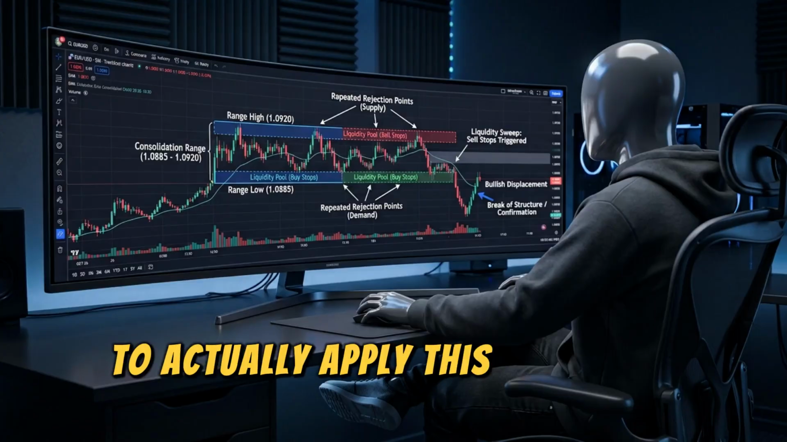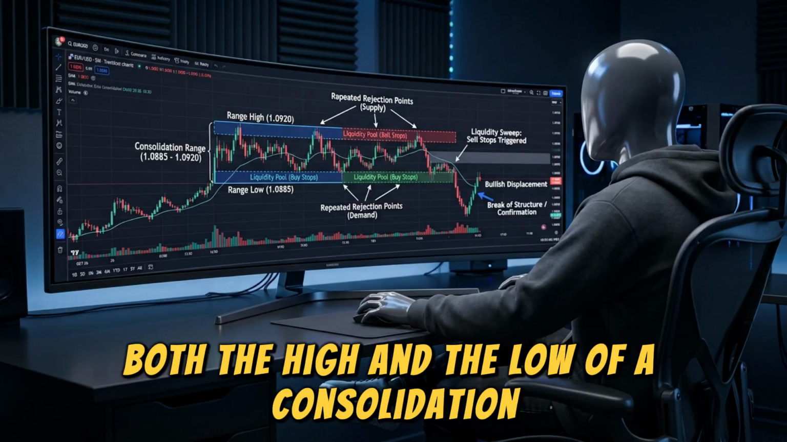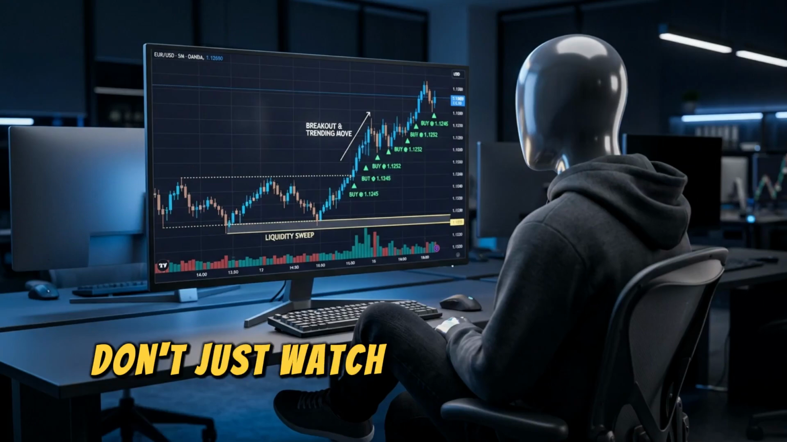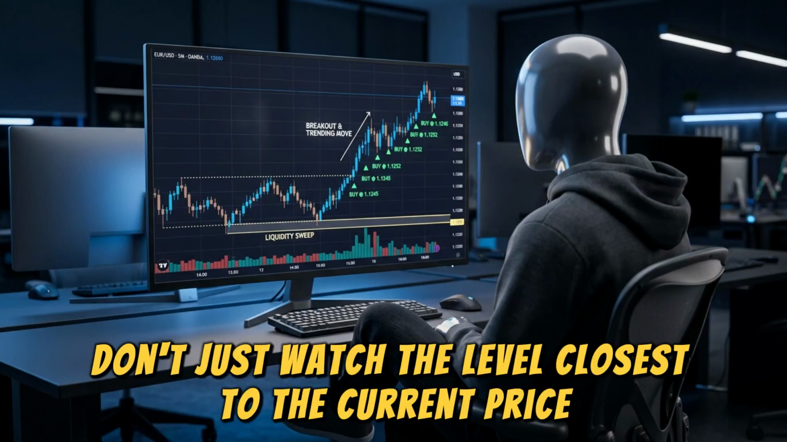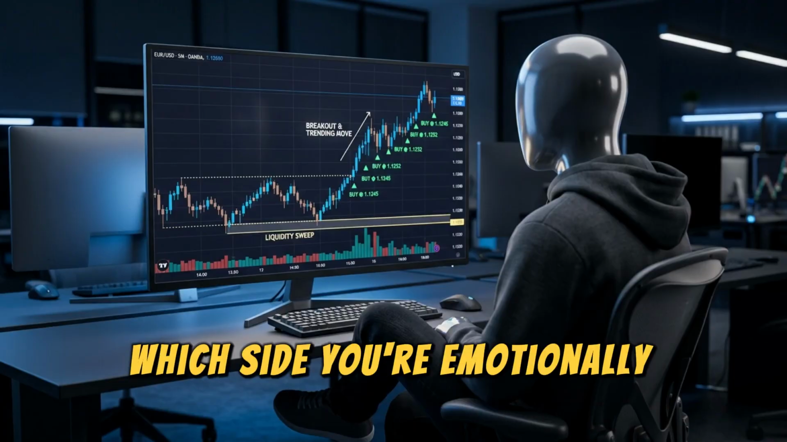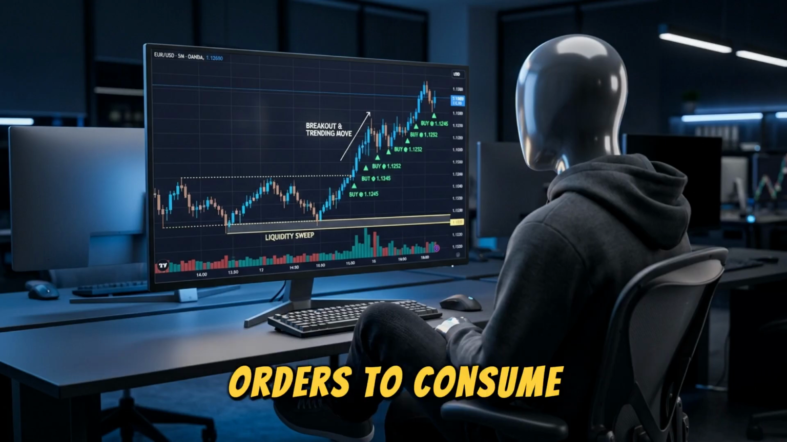To actually apply this, get in the habit of marking both the high and the low of a consolidation the moment you notice price has stopped trending. Don't just watch the level closest to the current price. Watch both, because the range doesn't care which side you're emotionally attached to. It only cares which side has more resting orders to consume.